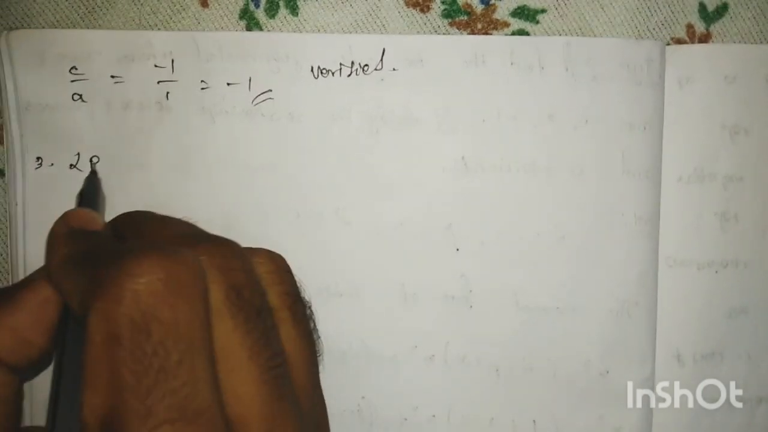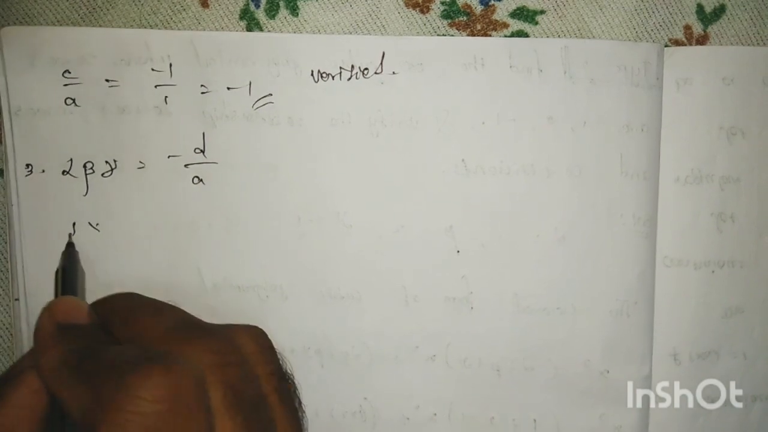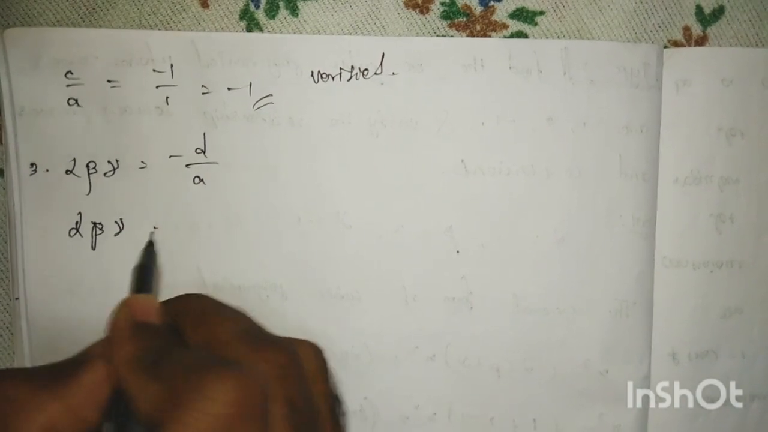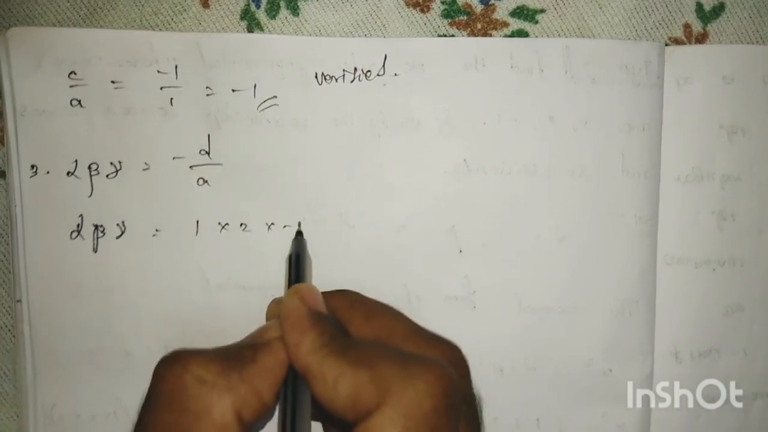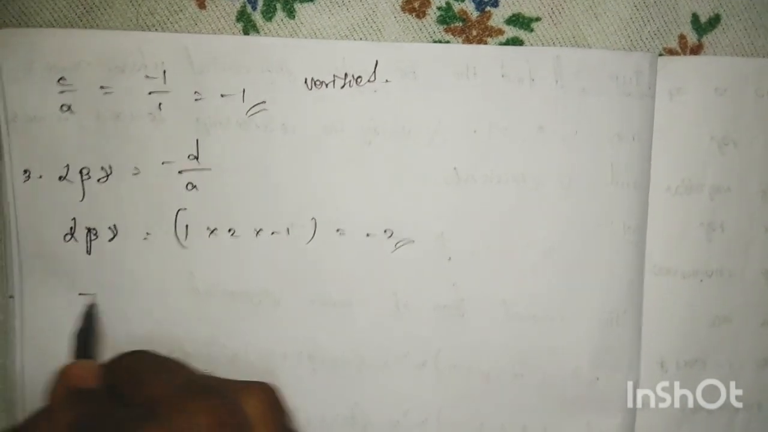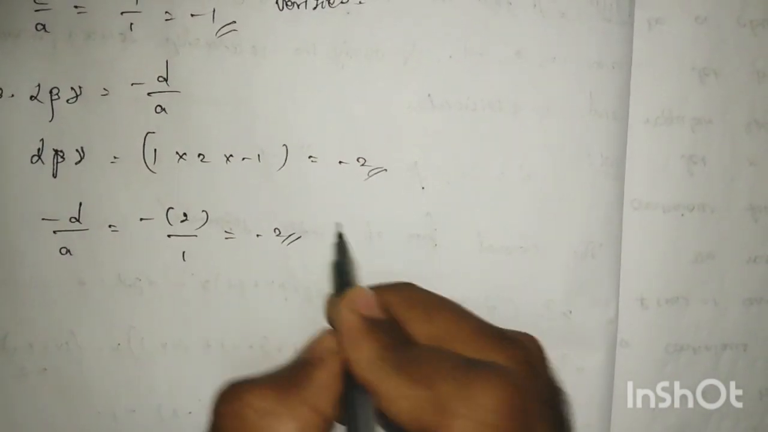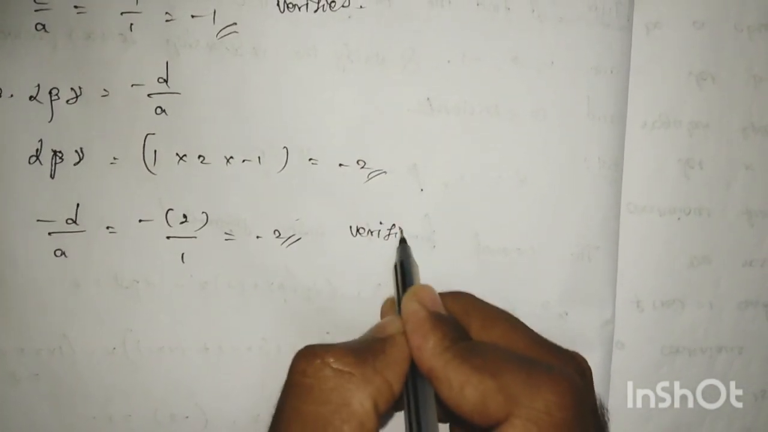Next, the third relationship: alpha beta gamma is equal to minus d by a. Alpha value 1, so alpha beta gamma is equal to 1 into 2 into minus 1. 1 into 2 is 2, 2 into minus 1 is minus 2. So minus d by a. Here d value is 2. So minus of 2 by 1, so minus 2. So both are equal. So verified. Right? Are you all clear?